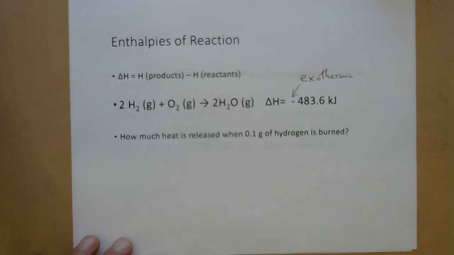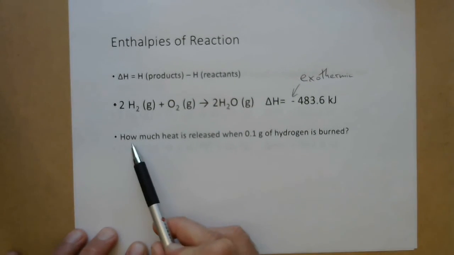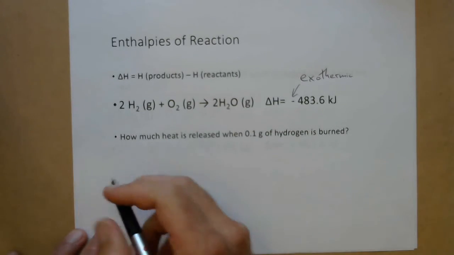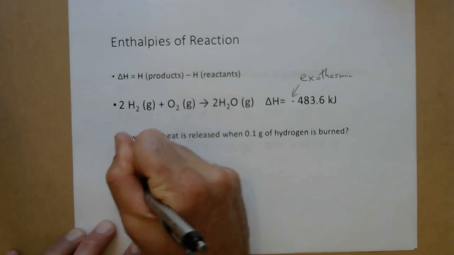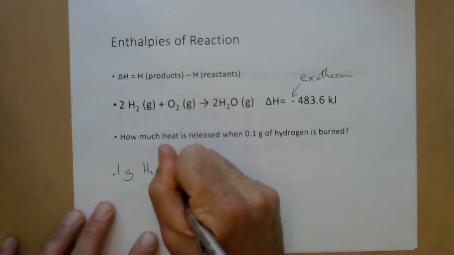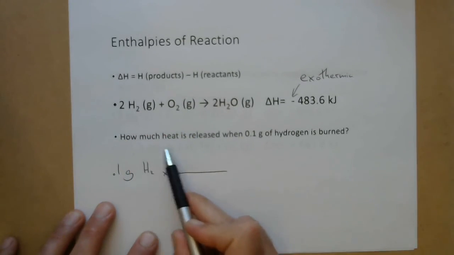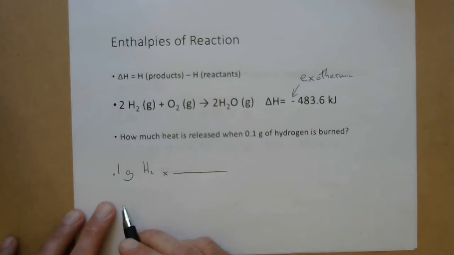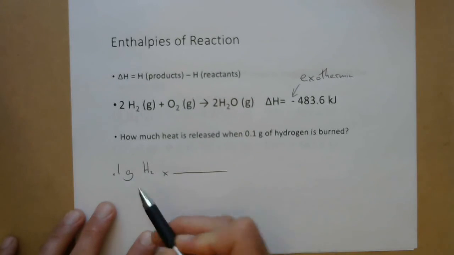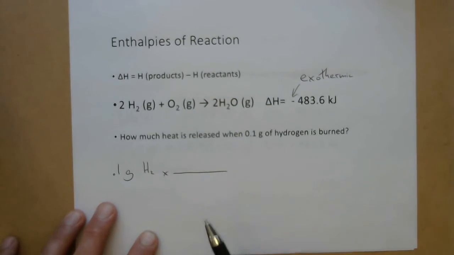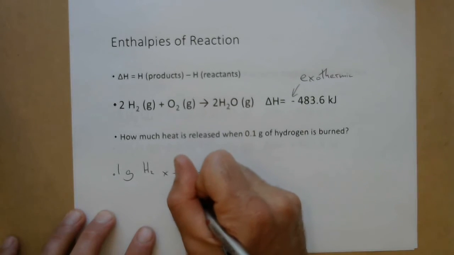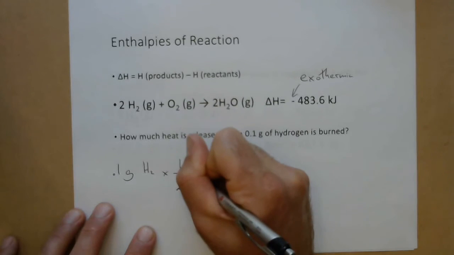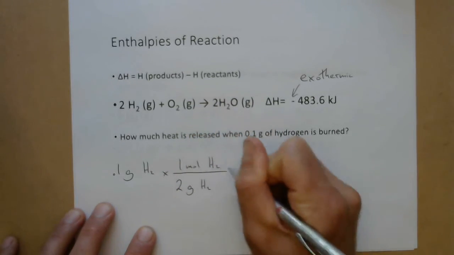All right, so this is going to be a stoichiometry type question, because it says how much heat is released when 0.1 gram of hydrogen is burned. So we have 0.1 gram of H2, and it's going to be undergoing this reaction, burned in oxygen. And just like we've done in stoichiometry in the past, when we start with grams, we want to change that into moles, because our equations are in terms of moles. So we'll use the molar mass of H2, which is 2 grams of H2 for every 1 mole of H2.